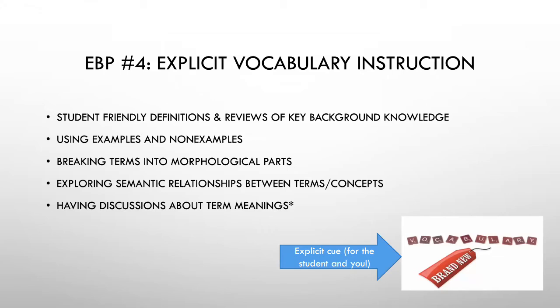For the fourth evidence-based practice, explicit vocabulary instruction, there are four key methods that we're going to discuss, and then the fifth one I'll talk about in just a second. So first is student-friendly definitions and reviews of key background knowledge. The second is using examples and non-examples. The third is breaking terms into morphological parts. And the fourth is exploring semantic relationships between terms and concepts.